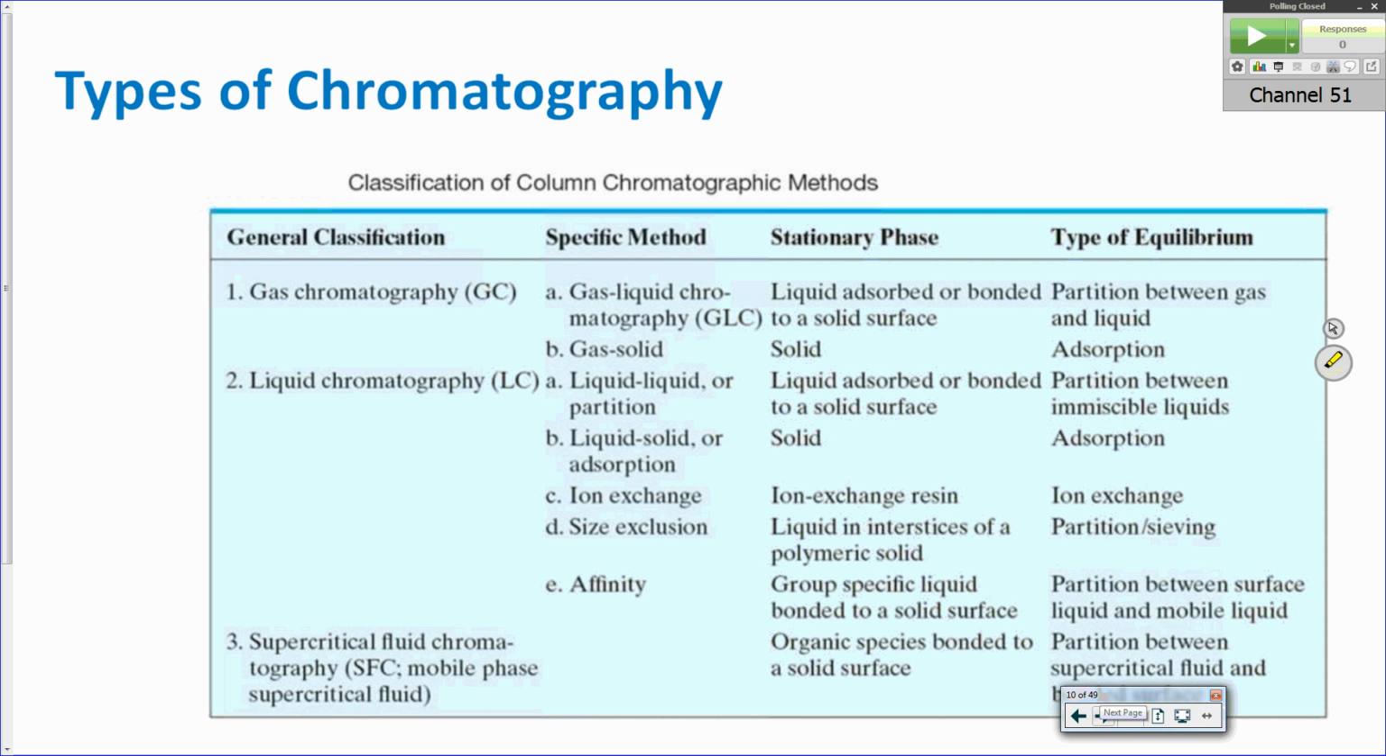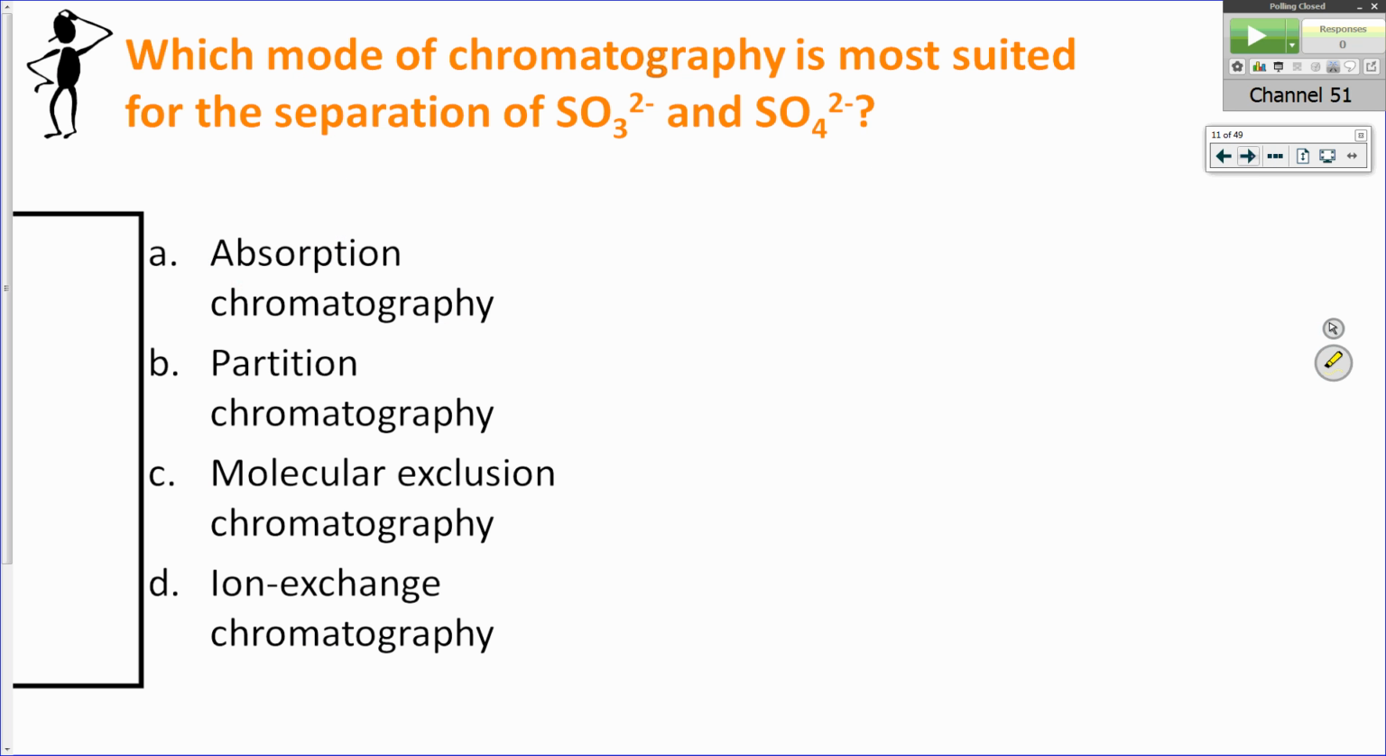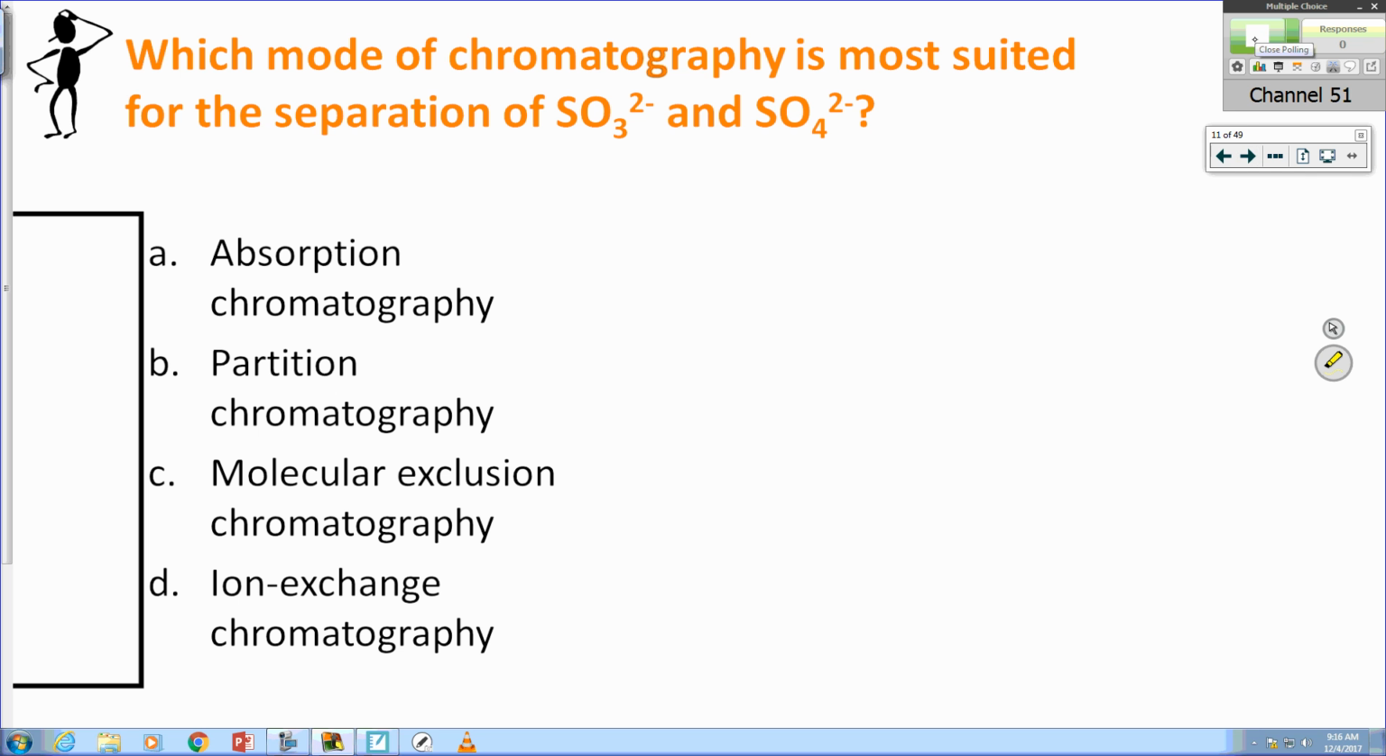So the tables that I've already gone over in the notes summarize the things that I've been talking about, the different types of chromatography. So let's just make sure we're with it today. Which one would you use to separate out these two ions?